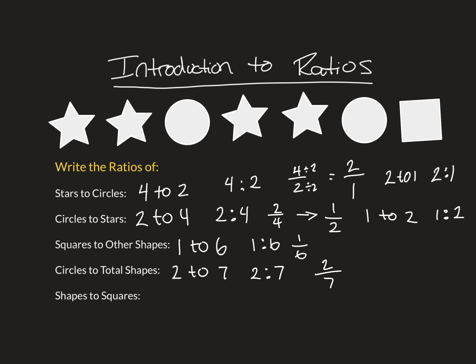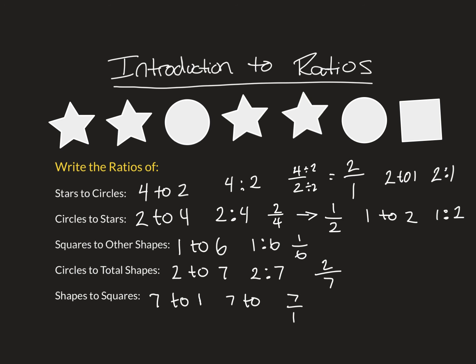And our last one here is shapes to squares. That one didn't say other shapes or total shapes. If it just says shapes, we're going to assume that it's total shapes. So we know that the total shapes is 7, and we know that the squares is 1, so 7 to 1, 7 over 1.